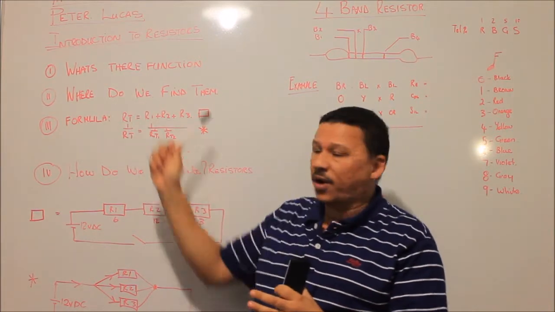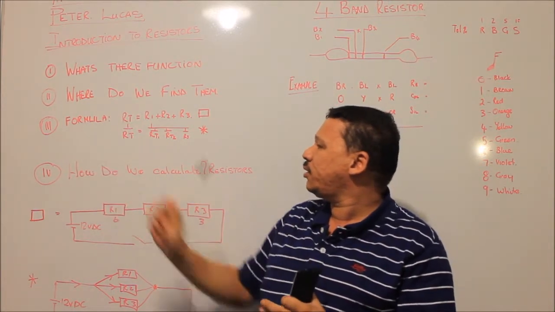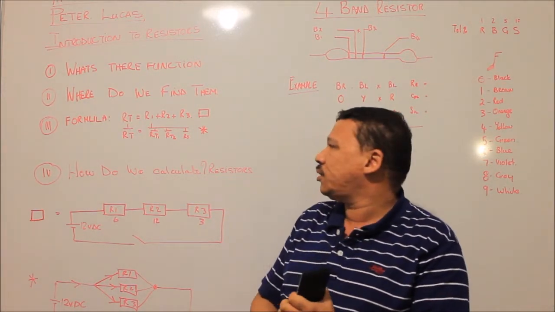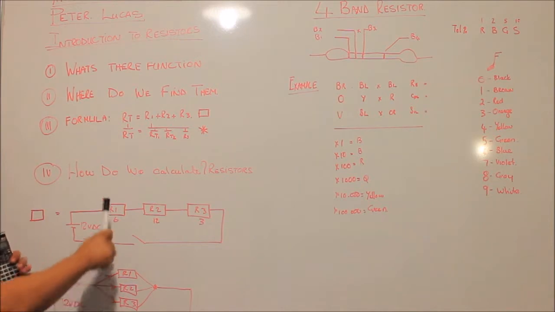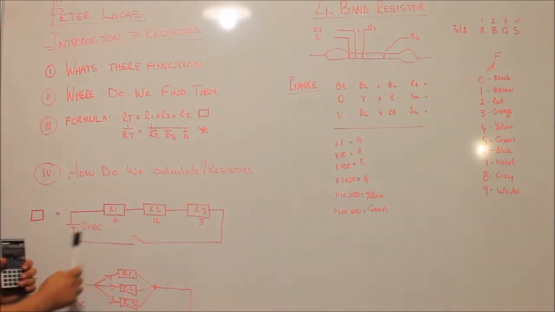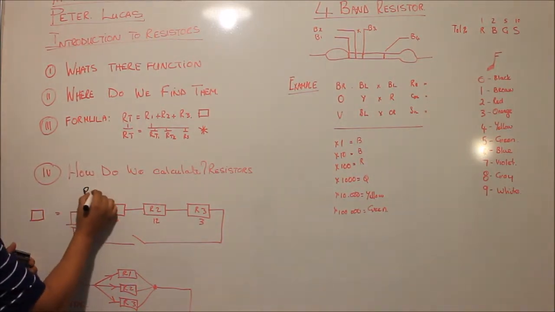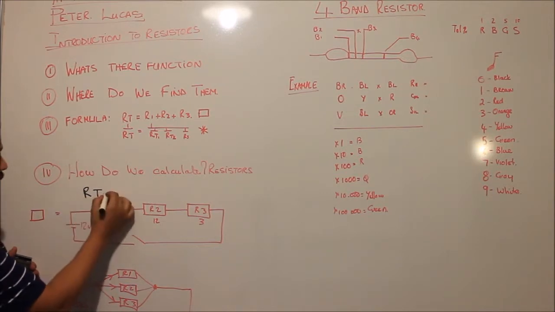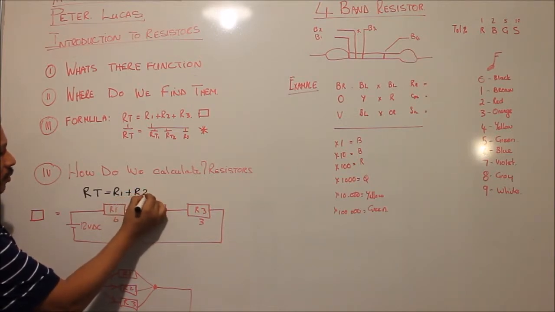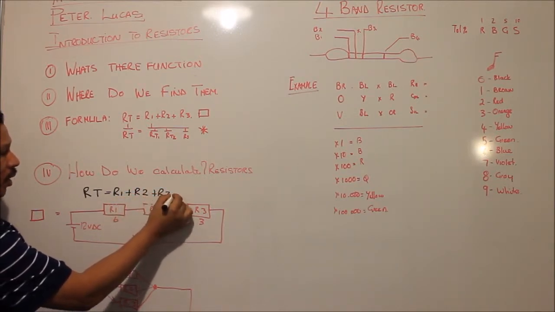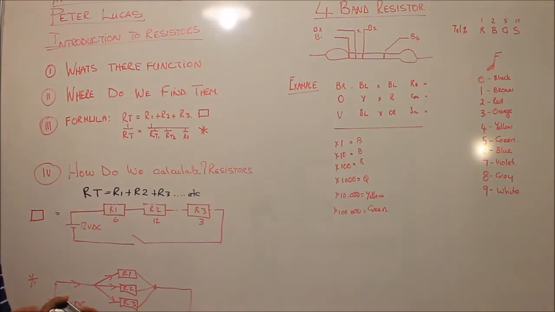So we know what is the function, we know where to find them, and now we need to know how to calculate them. So let's get onto it and start looking at the formulas. So in a series resistor network, so this is your series resistor network, there is a formula. The formula is RT, which is total resistance, equals R1 plus R2 plus R3. And if you do have any more in series, then you will just add them together.